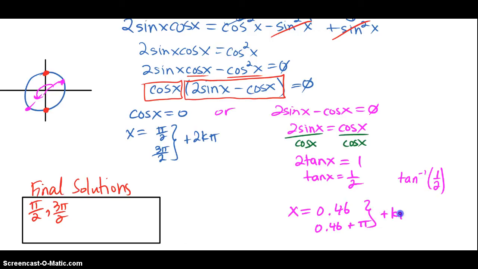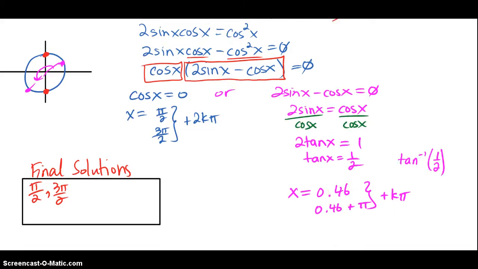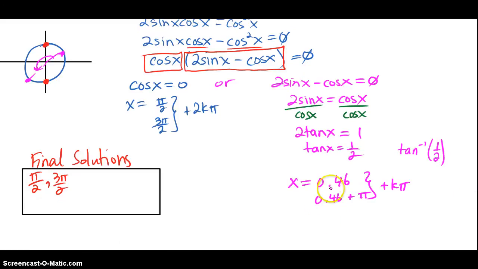And this is plus k pi for good habit. But again, I know if I add pi to this, I'm going to get this one anyway, and if I add pi to this one, I'm going to get back up here. So these are my only two solutions. And so I'm going to write down over here in my final solution 0.46, and that's radians, and 0.46 plus pi, I believe, is around 3.6. So there are my final solutions.